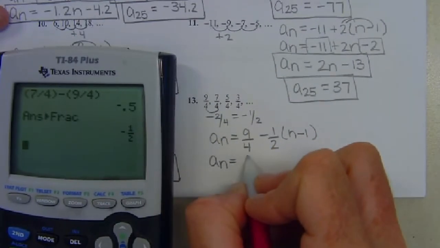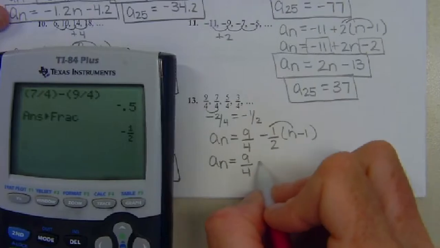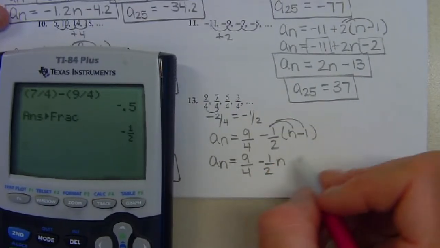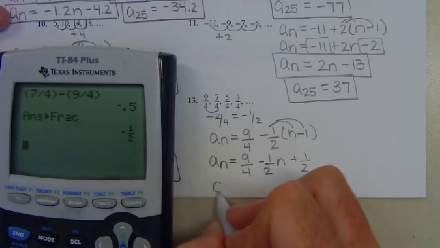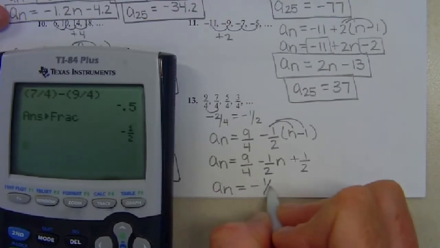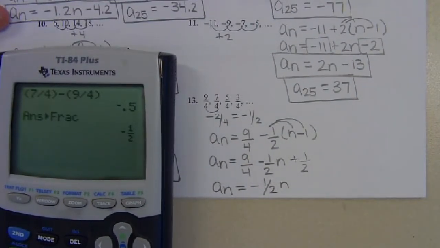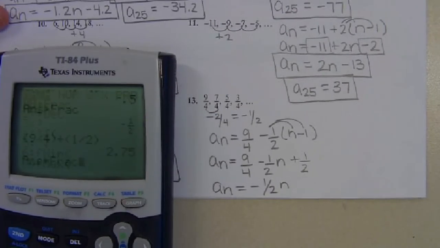So I have a sub n equals 9/4 minus 1/2 n plus 1/2. And then I can keep my negative 1/2 n, and I'm going to add those like terms. If you cannot add those like terms in your head, you can go parentheses 9/4 parentheses plus parentheses 1/2 parentheses, and you can either leave that as 2.75 or you can convert it to 11/4.